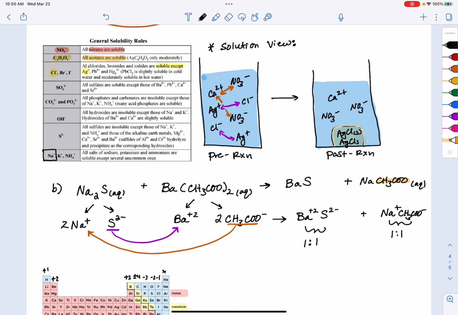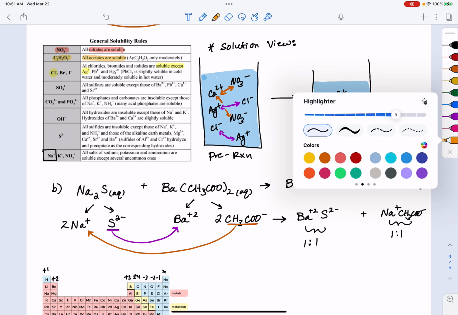And let's now look at our next product, our barium sulfide. So I don't see a rule for barium enumerated or listed here, but I do see a sulfide rule.